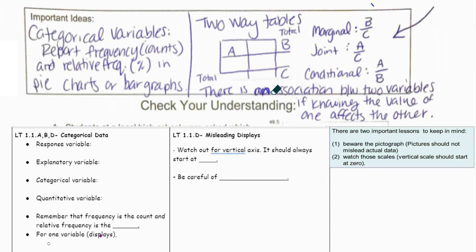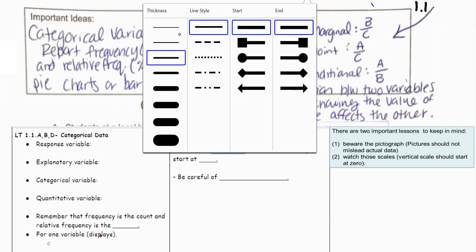Okay, what we're going to be talking about here is section 1.1. In this section 1.1, we are talking about exploring data and specifically about graphs. Let's answer some quick little questions that we know about graphs.